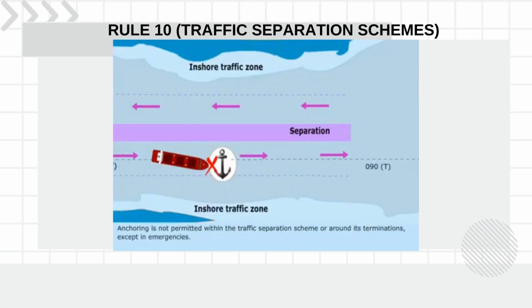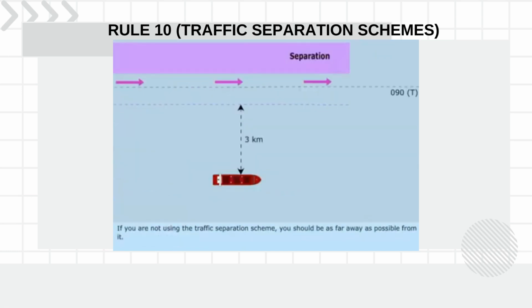Anchoring is not permitted within the traffic separation scheme or around its terminations, except in emergencies. If you are not using the traffic separation scheme, you should be as far away as possible from it. This will prevent confusion for the ships which are heading to or leaving the traffic separation scheme.